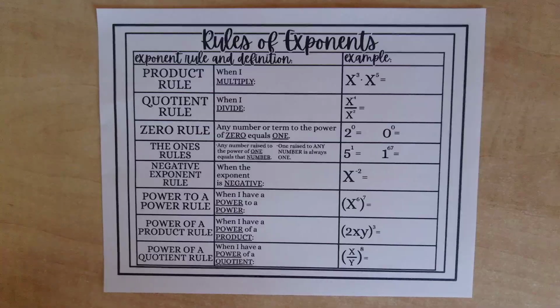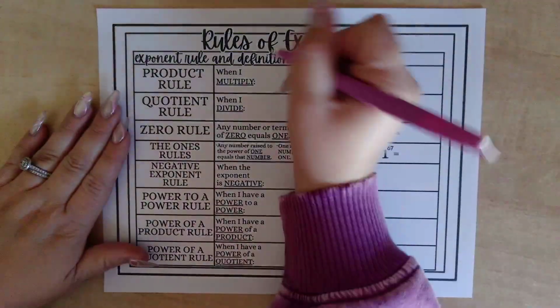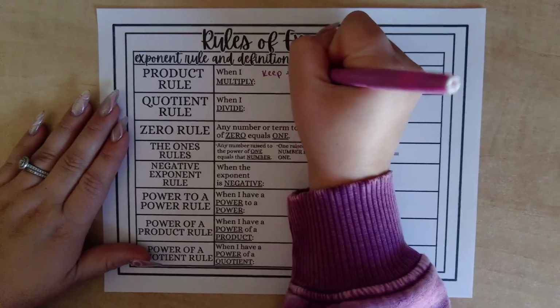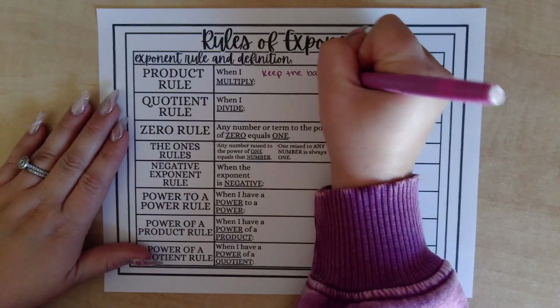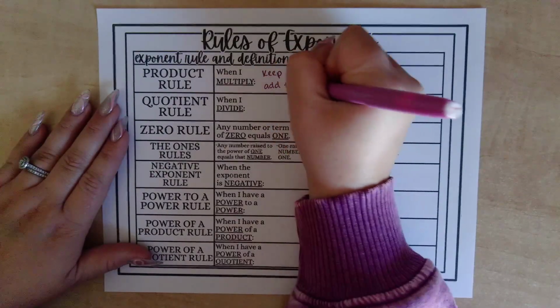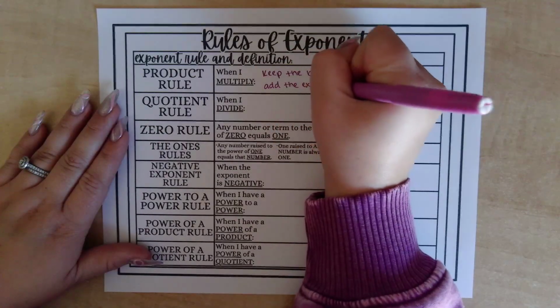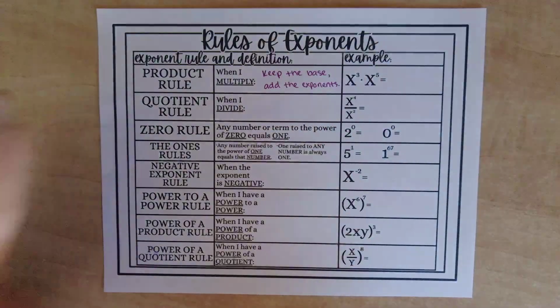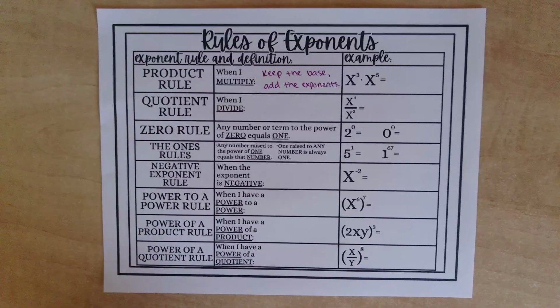So product rule, when I multiply, keep the base, add the exponents. I cannot express to you enough how important it is that you're saying those things to yourself out loud, because that is going to be what helps you remember. When I multiply, keep the base, add the exponents.